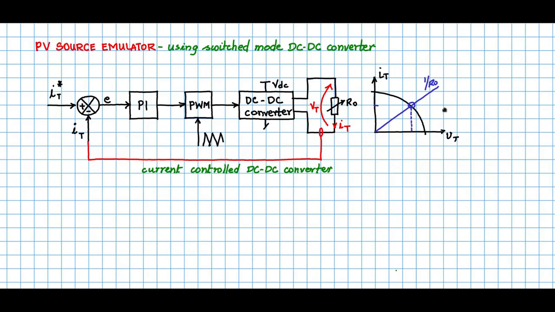So at that operating point we see operating voltage VT and IT. So this is the actual value of VT which you see here and the IT which is flowing through this.